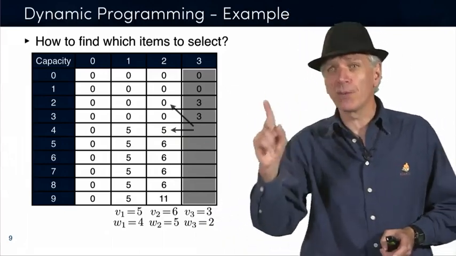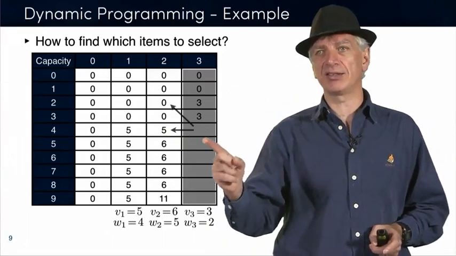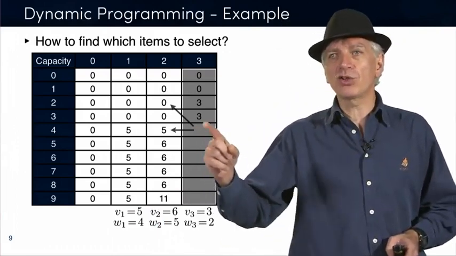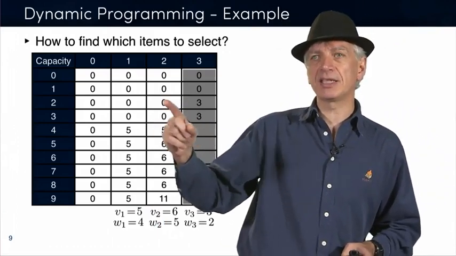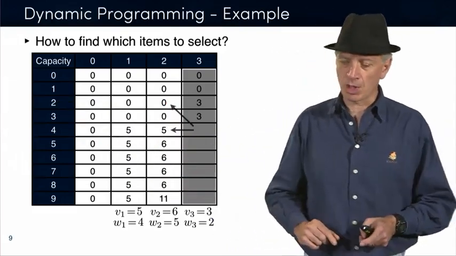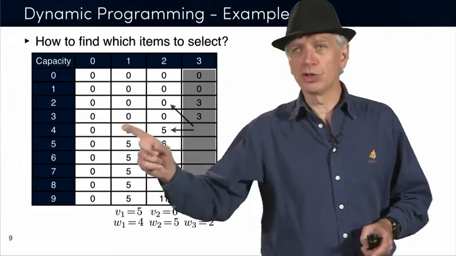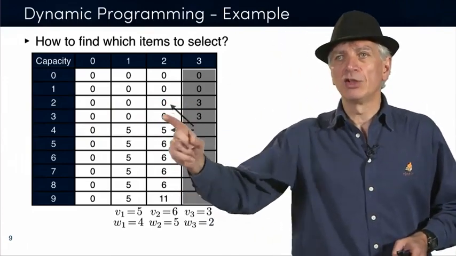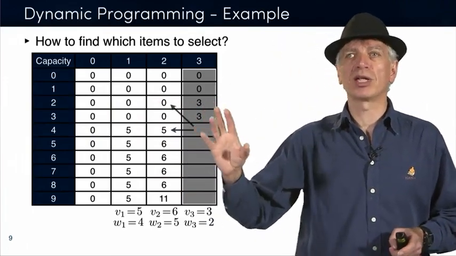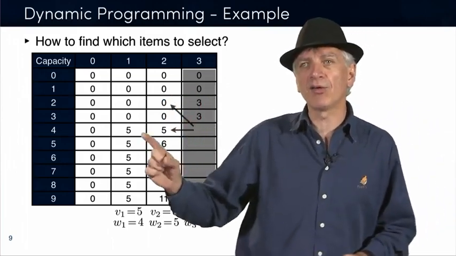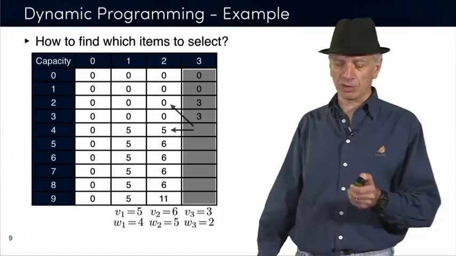But now you have also the possibility of selecting this guy. If you select this guy, you get its value, which is 3 in this particular case. But then you also have a non-empty capacity for the knapsack. What do we get? We get 2, but the value there for 2 is 0, okay? So basically you get the value 3 plus 0, which is 3, and therefore it's better not to select the item, and that's what you get at that point.